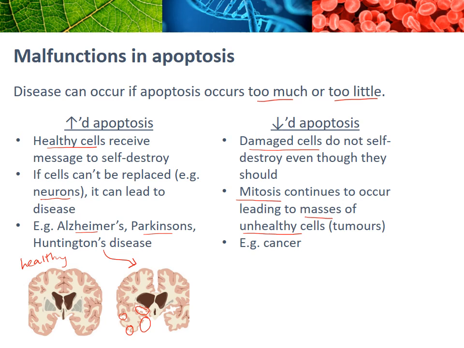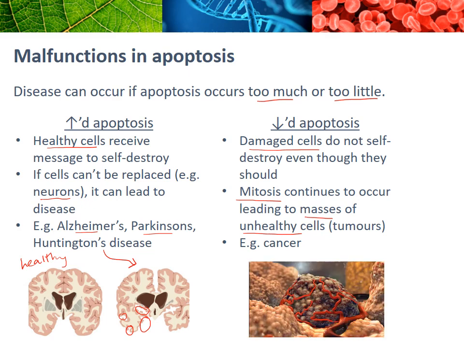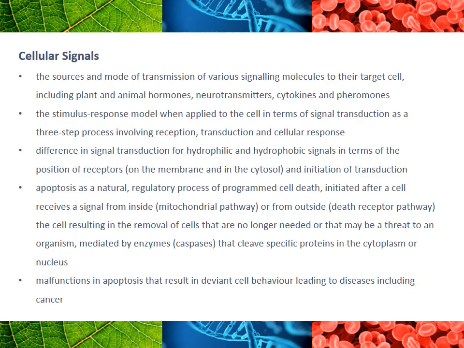It's usually that their signal to destroy isn't received. So damaged cells reproduce, and we end up getting a mass of unhealthy cells that we can see here, damaged cells in otherwise healthy tissue. So make sure you've got some notes down on this, so you could explain how too much apoptosis can be a bad thing, but also how not enough apoptosis can be really bad for an organism. Okay, so that is both of those dot points there.